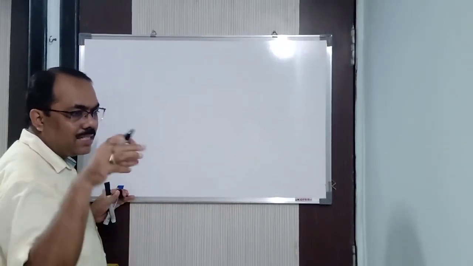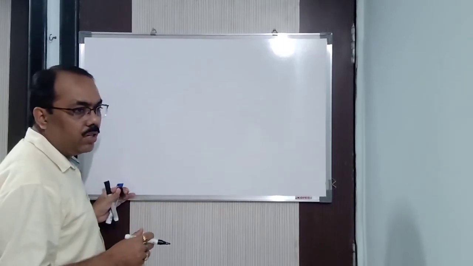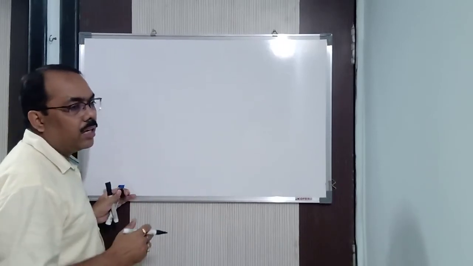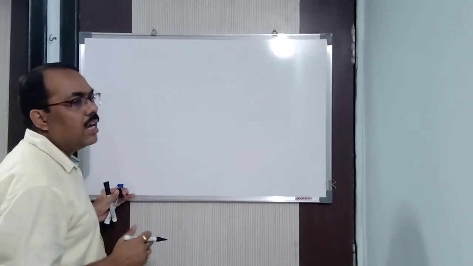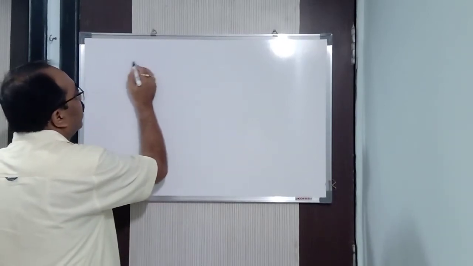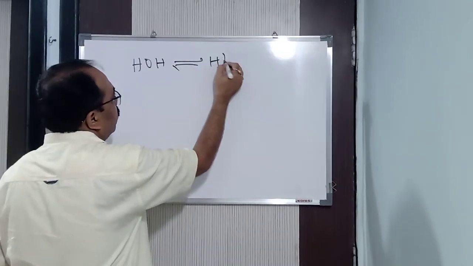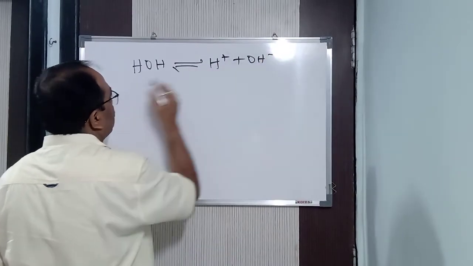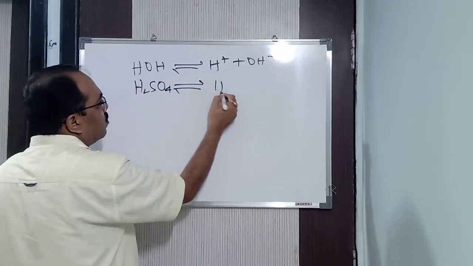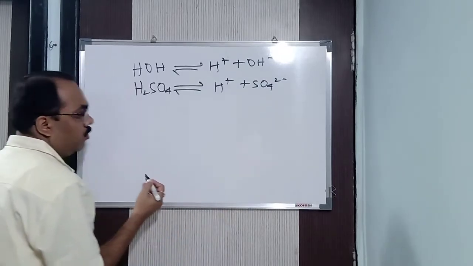When we add acid to the water, which acid? Dilute sulfuric acid, a non-volatile acid. When we add it to the water, then water becomes conducting and hence it dissociates into its ions. Clear now? So water, HOH, dissociates to give H plus and OH minus. As we are adding sulfuric acid to it, it will also dissociate to give H plus and SO4 2 minus.